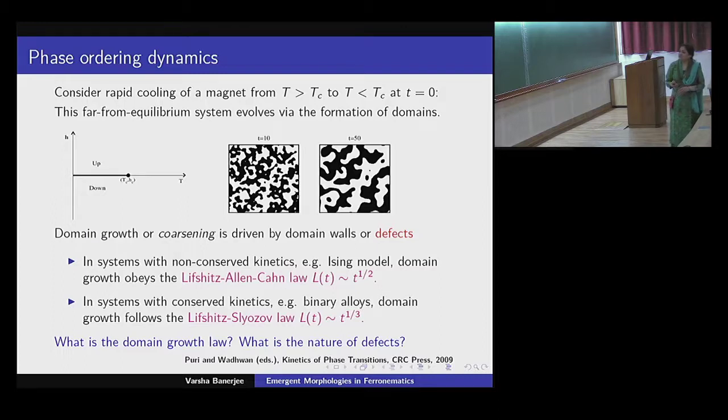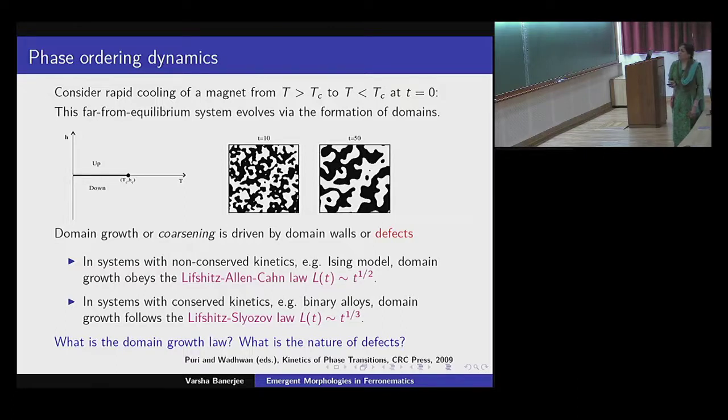The domains of up-spins and down-spins, let's consider something like an Ising system. The domains of up-spin and down-spin are going to form. These domains will coarsen with time, okay? And the coarsening is driven by domain walls or defects. Okay? And I'm quickly going to mention only certain things without any proofs.